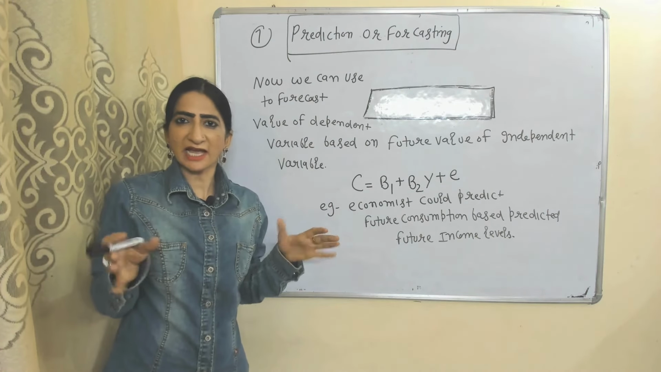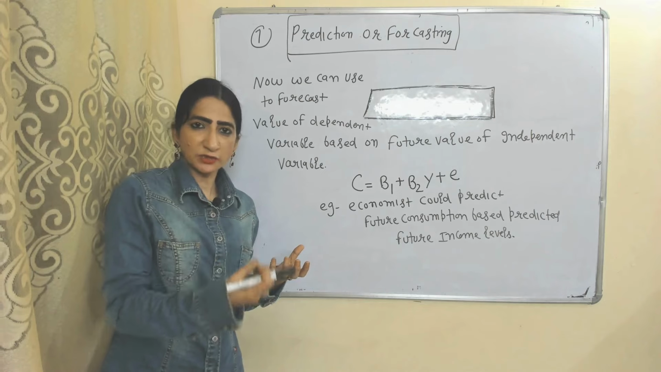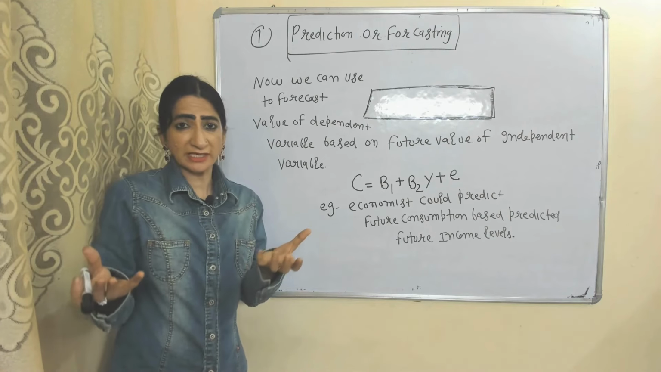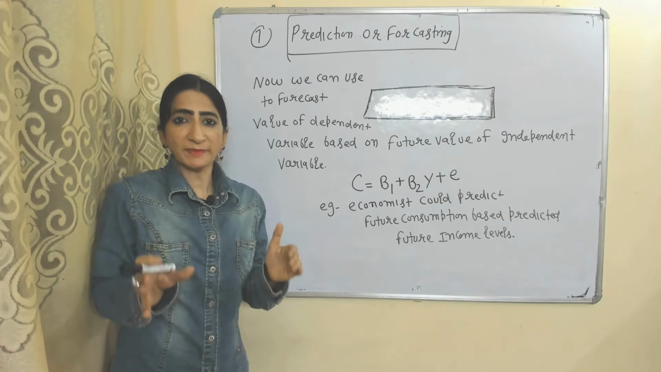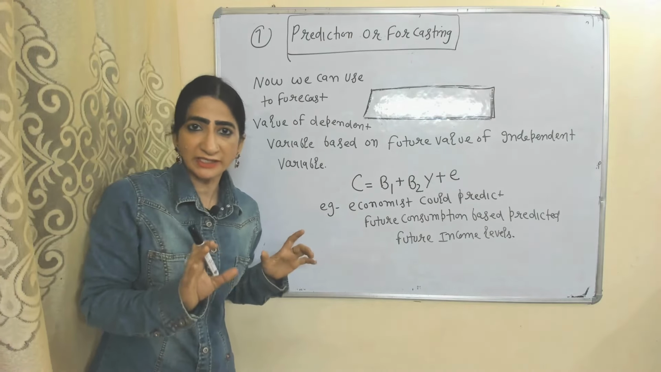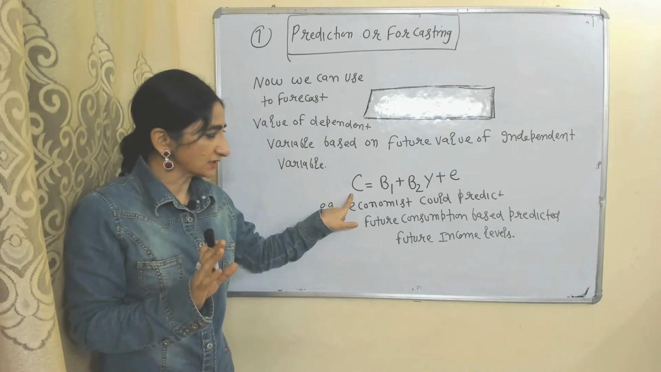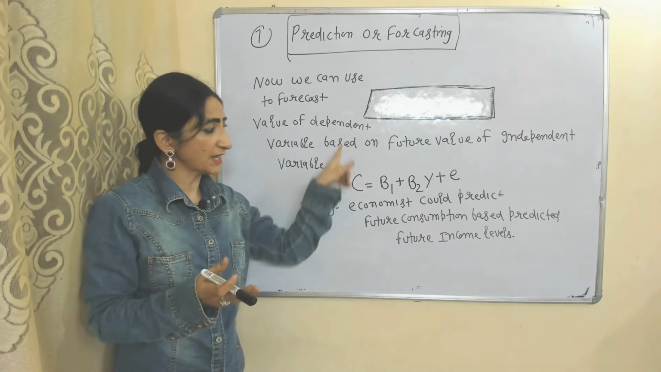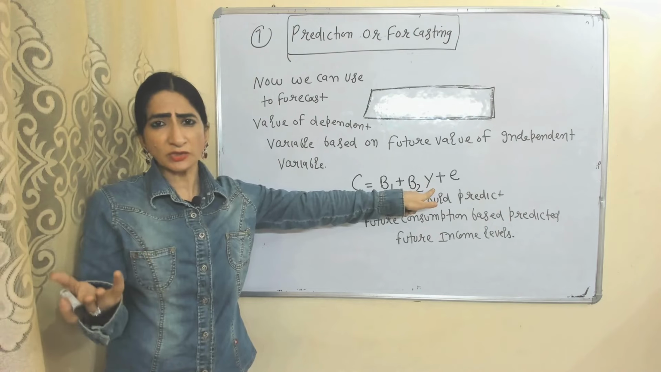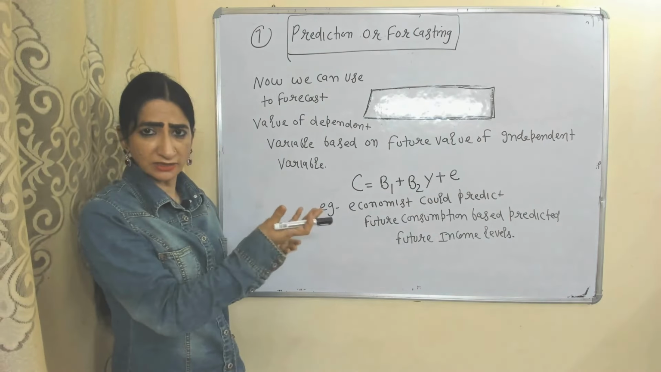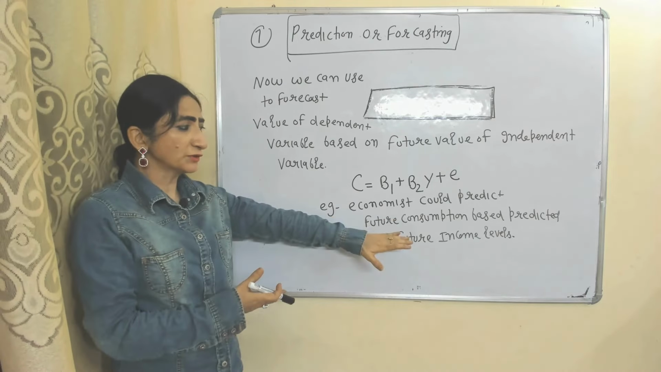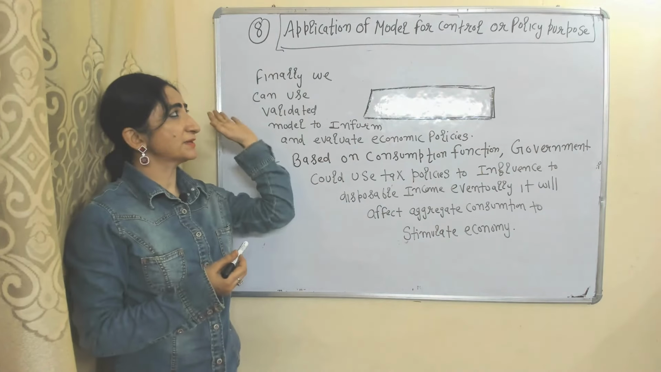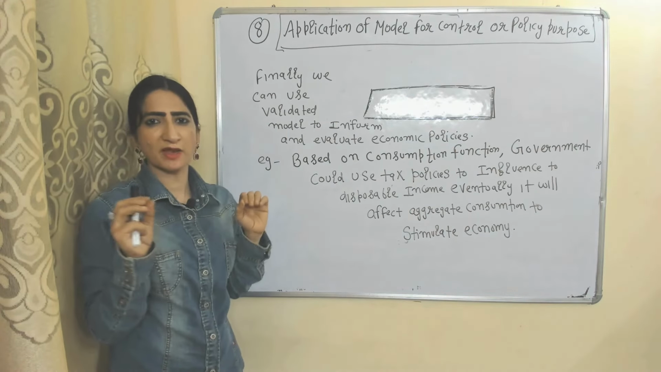Next step, prediction or forecasting. Now that Keynesian theory has been proved, we can use this theory for making predictions. Or you can say that we can use Keynesian theory to know the value of the dependent variable based on the future value of the independent variable. The dependent variable is consumption, the independent variable is income. That means you can know consumption based on future income. In short, economists can use Keynesian theory to predict future consumption based on predicted future income level.